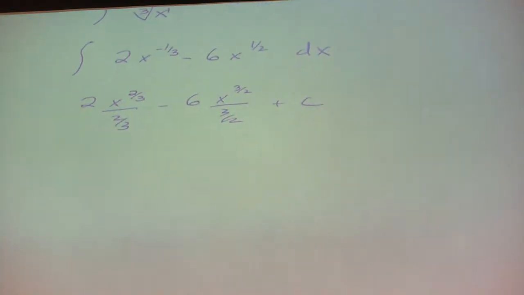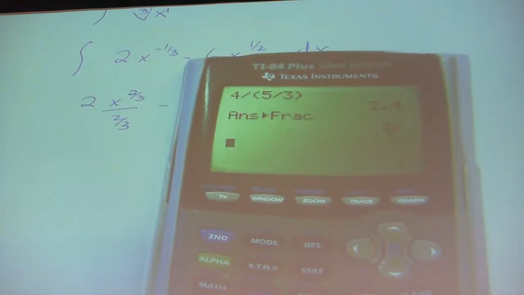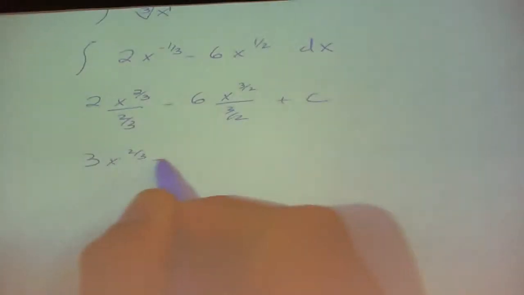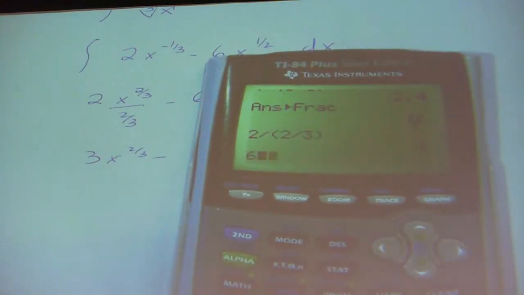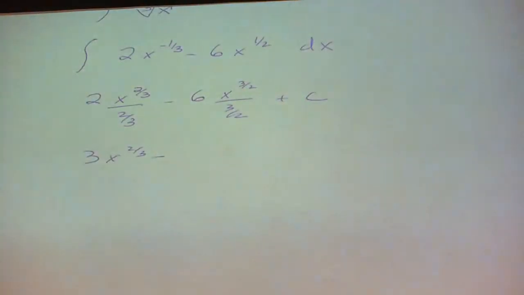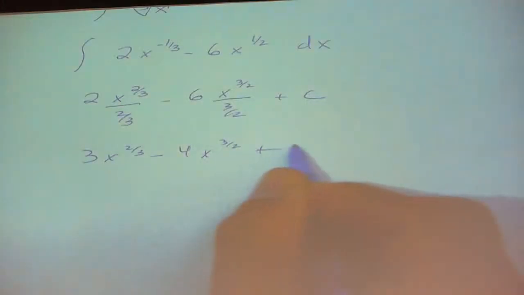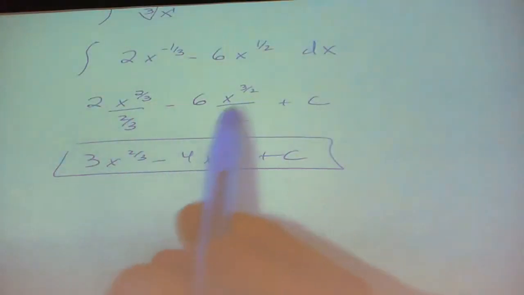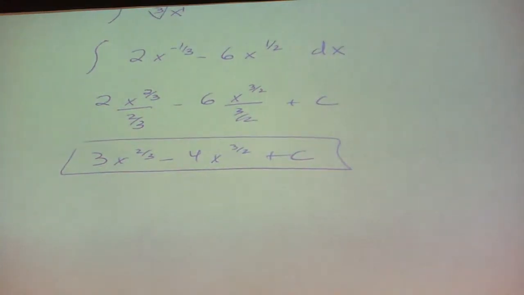Now again, you can use decimal or fraction, and you can use your calculator to help. 2 divided by 2/3 is just 3. So that would be 3x to the 2/3 minus 6 divided by 3 over 2, which is 4, or even 6 divided by 1.5. It's all going to give you the same answer, 4x to the 3 over 2 plus c. What's nice about simplifying is some of you had decimals, some of you had fractions, but at the end, we all have a nice answer, 3x to the 2/3 minus 4x to the 3/2 plus c.